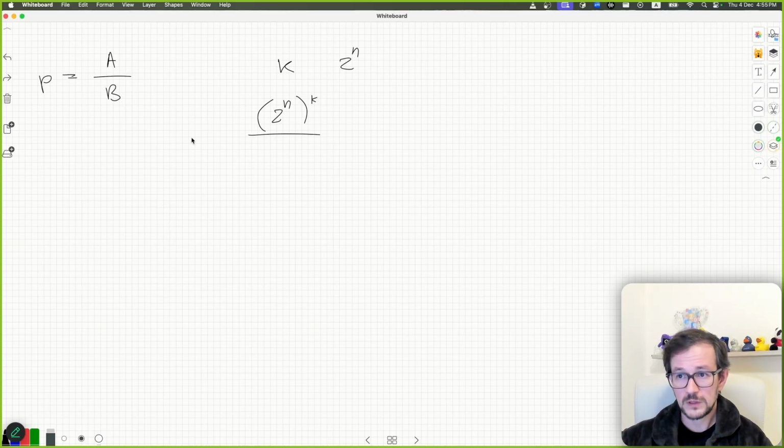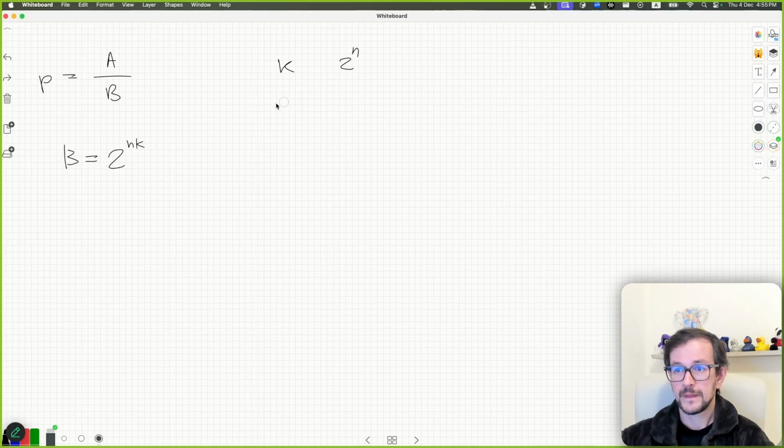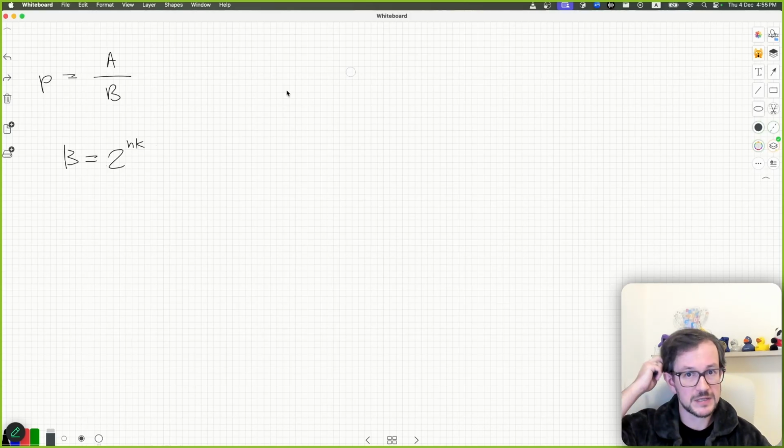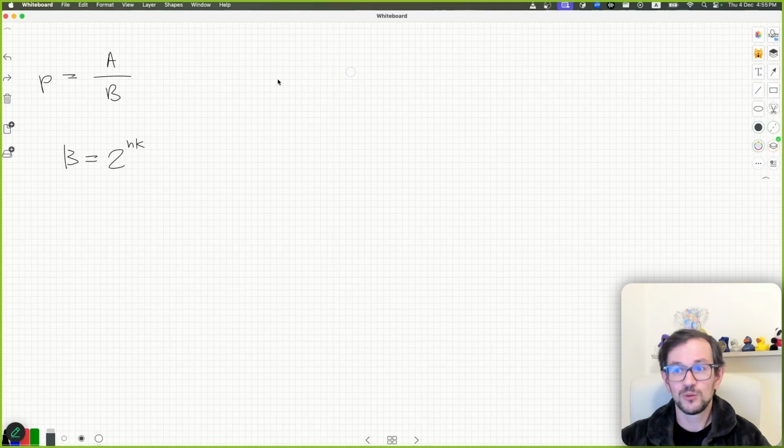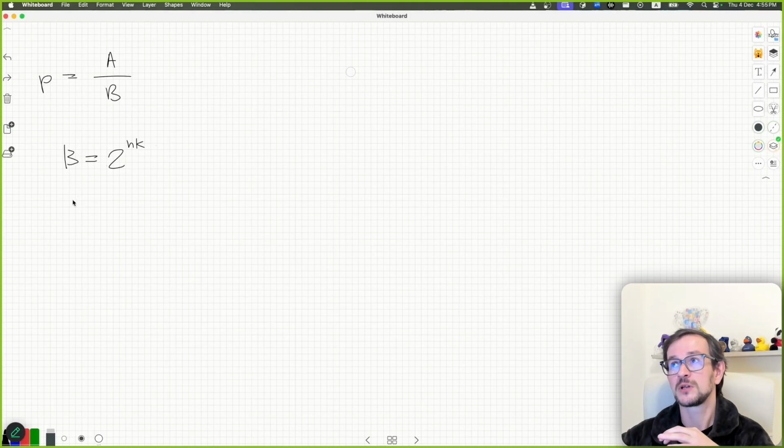So that's the total number of outcomes. That's B. So B equals 2 power n power k. It is actually the same as 2 power n k. Now we need to find the number of outcomes when 2 people have the same birthday. How to count these outcomes? It's much easier to count the outcomes when all people have different birthdays.